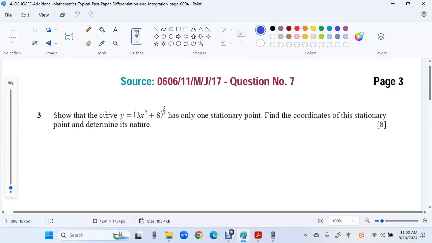Question number 3. Show that the curve has only one stationary point. Find the coordinates of this stationary point and determine its nature.